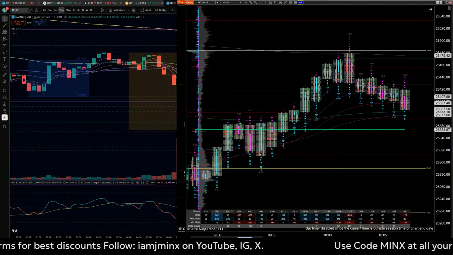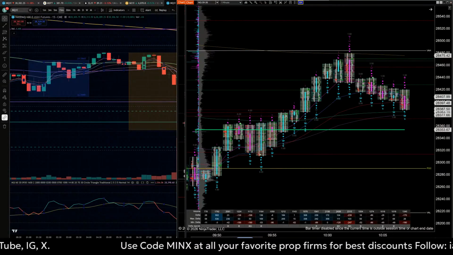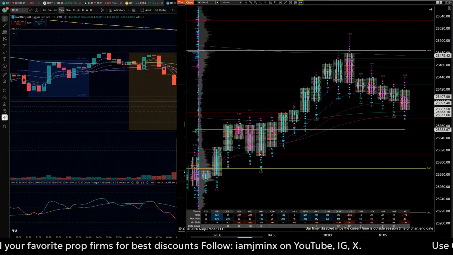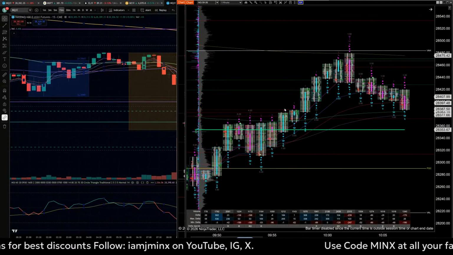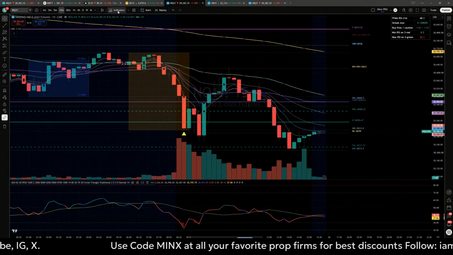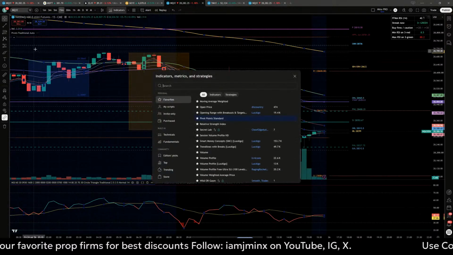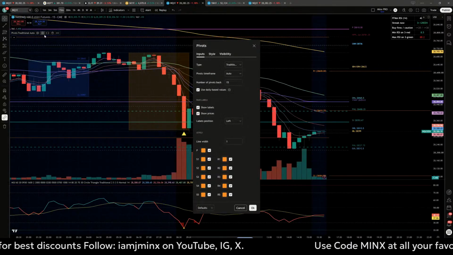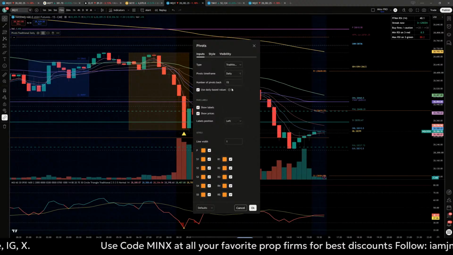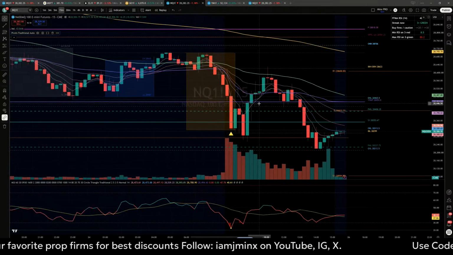Let's see. Pivot points. There are different kinds of pivot points. This is pivot point standard, traditional. The one that I use is not the auto pivots time frame, it's the daily. I remove this, but it's built in here, so I don't need to.